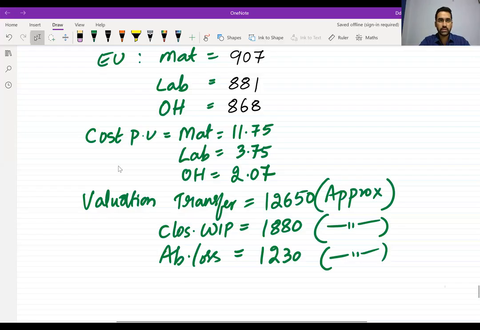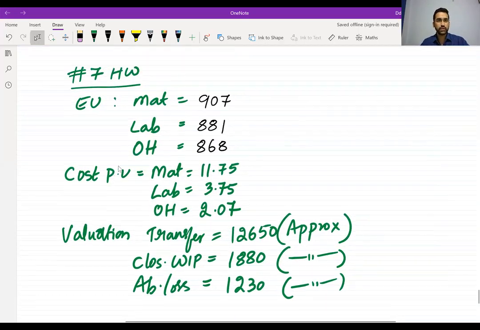In the previous video, we discussed process account preparation with work in progress adjustments. We did up to question number 6. I had given question 7 as homework. I'll be displaying the answer now. Please check your answers. Here it is, question 7 homework answer.